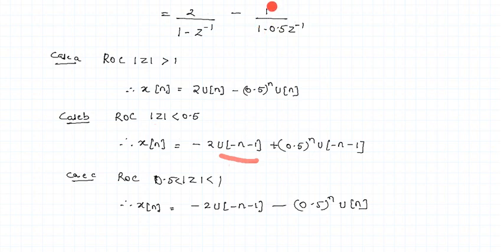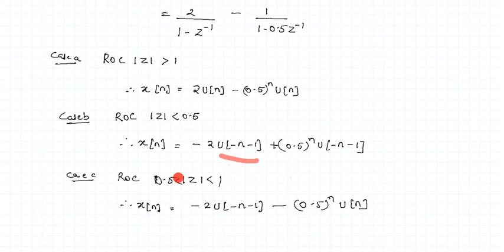So if it is a left-handed signal, we need to attach u of minus n minus 1 along with a minus sign. That minus sign is making this sign plus. And what is my xn here? My xn is 0.5. So we get 0.5 raised to n u of minus n minus 1. Why u of minus n minus 1? Because it is a left-handed signal with respect to this ROC condition. And whenever we take a left-handed signal, we need to take a minus sign, and that minus sign changes this sign, making it plus. So this is for the second case.